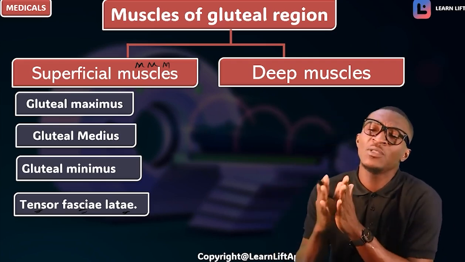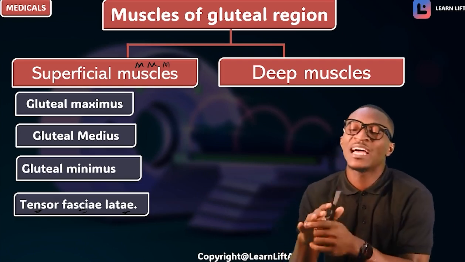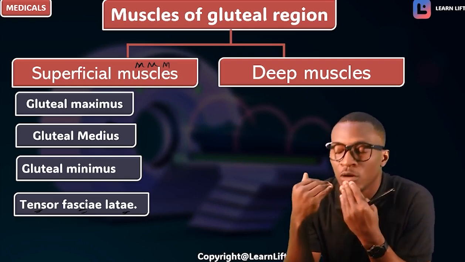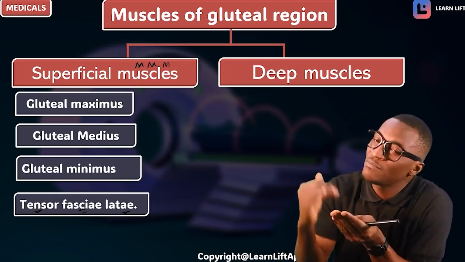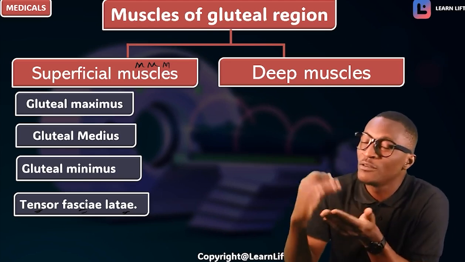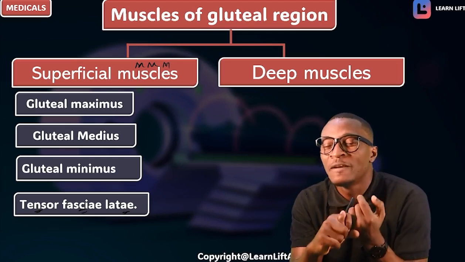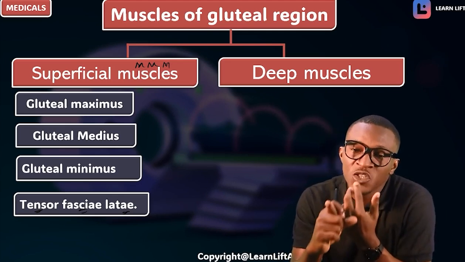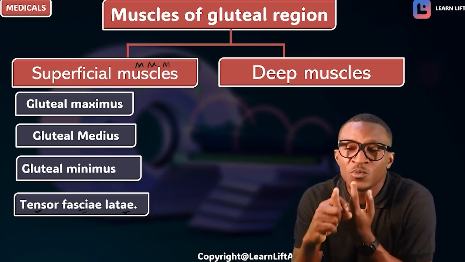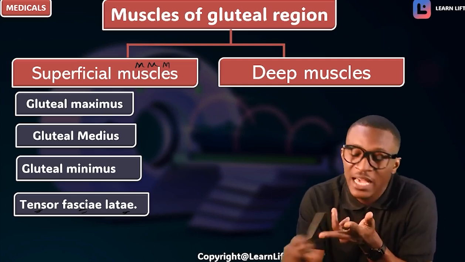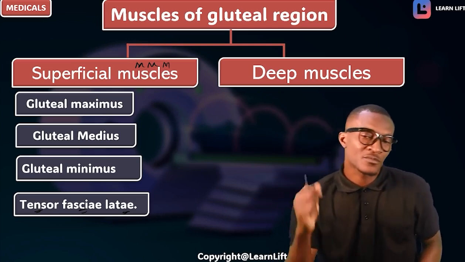Now, what are the deep muscles of the gluteal region? Take note that when we also get to the sciatic nerve, the deep muscles of the gluteal region are all the landmarks of the sciatic nerve. They form the relations of the sciatic nerve. First, we have the piriformis muscle. After the piriformis muscle, we'll talk about the obturator internus muscle. After the obturator internus, we'll talk about the superior gemellus, inferior gemellus, and the quadratus femoris. Are you seeing it?